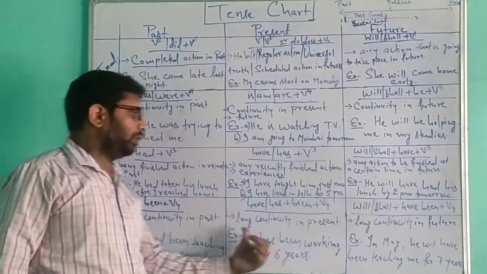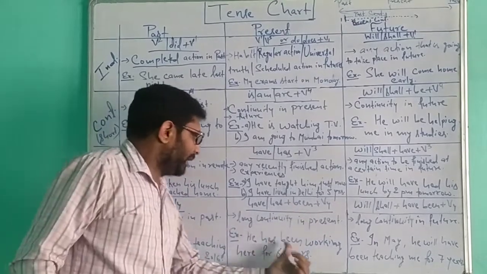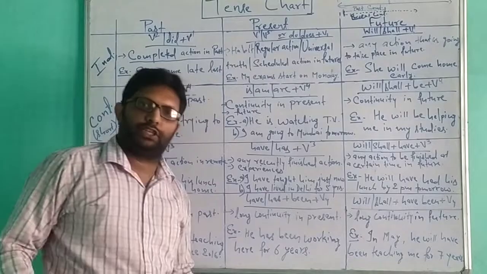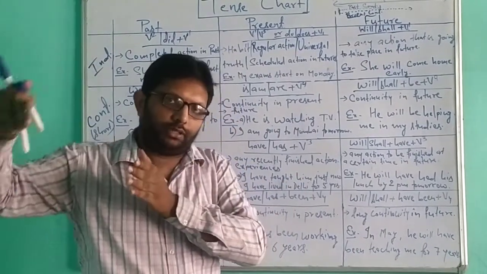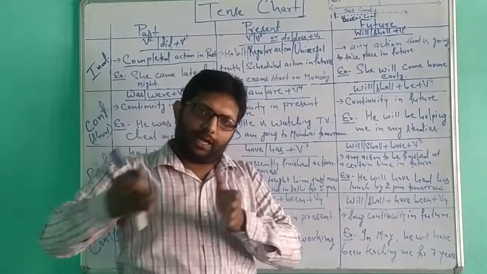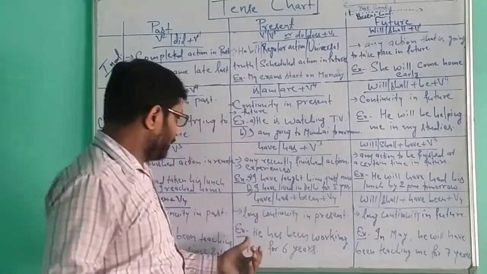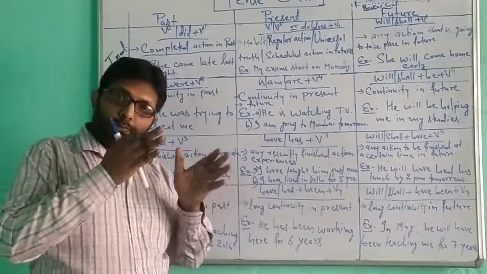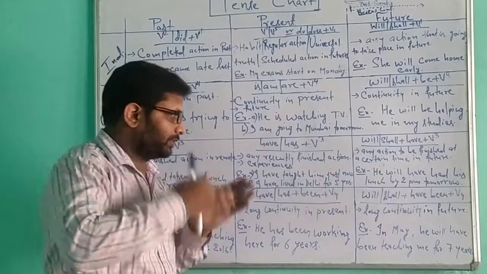It also gives long continuity. Started in past and still continue. He has been working here for 6 years. It means that he has not left yet. He started the work in past, and he is still working. So in this way, we came to know about present perfect continuous tense. Started in past and still continue.